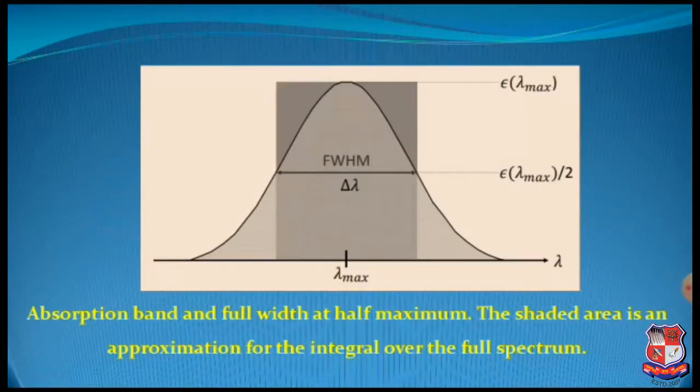So how will the results be given in terms of a UV visible spectrometer? As an absorption band and full width at half maximum. FWHM stands for full width at half maximum. Here the shaded area is an approximation for the integral over the full spectrum, and this wavelength difference can be further converted into an energy difference. So that is the band gap energy for any molecule.